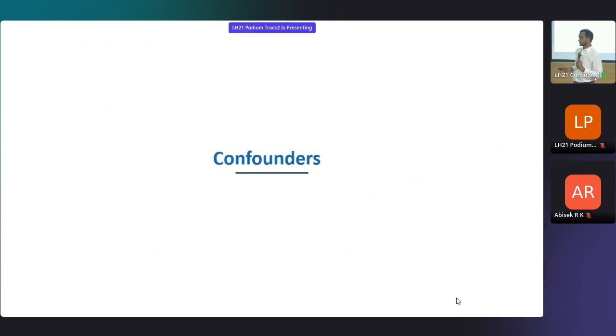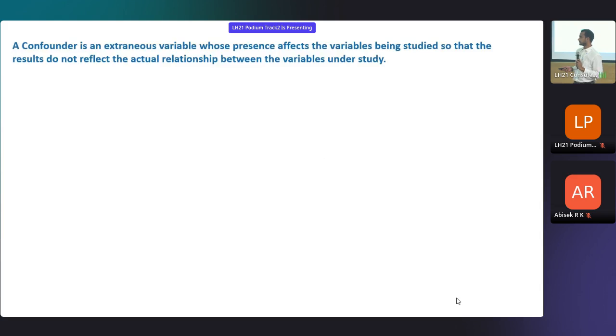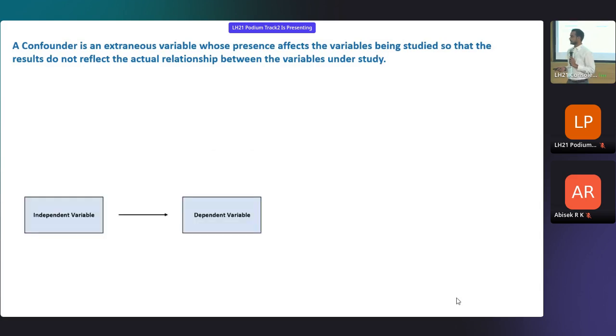So what are confounders? Confounders are external variables which would affect both the treatment and the outcome. Going by an example, suppose the treatment is an independent variable which affects the dependent variable, the outcome.